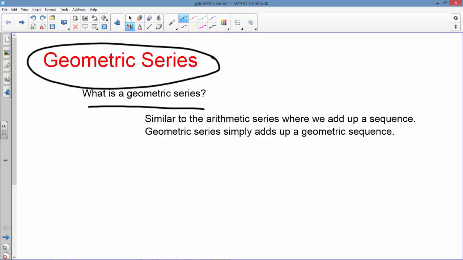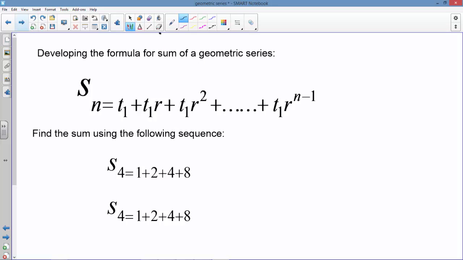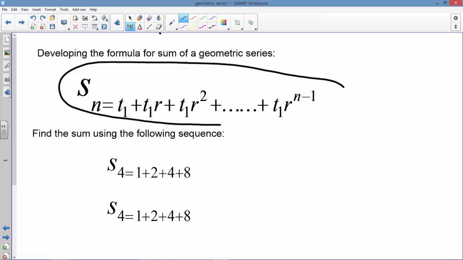For example, if we had 1, 2, 4, 8, 16, this would be the sequence, and then the series would be 1 plus 2 plus 4 plus 8 plus 16, and the answer to the series would be 31 if we added all those numbers together. Now we have the difficult task of developing the general formula for the series.